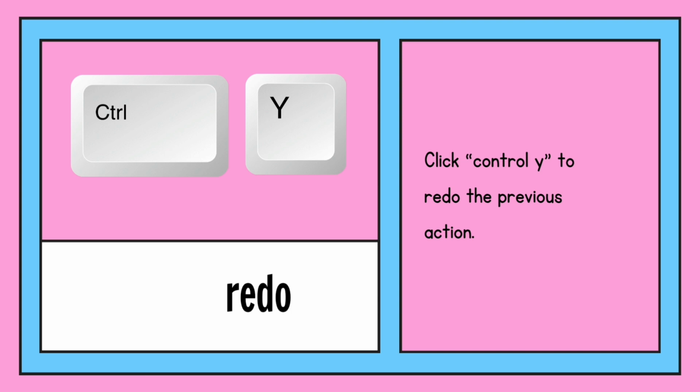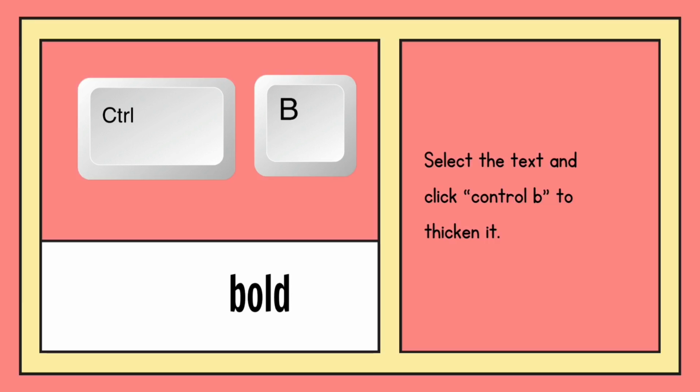Ctrl plus Y, redo. Click Ctrl Y to redo the previous action. Ctrl plus B, bold. Select the text and click Ctrl B to thicken it.